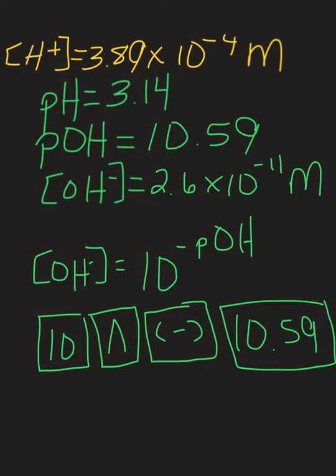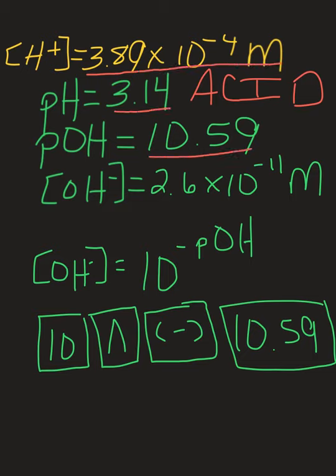Is this an acid or a base? Acid. Acids have a pH of less than 7. Our pH is 3.14. That is less than 7. That means it's an acid. So by giving us just one thing, we were able to calculate everything else.